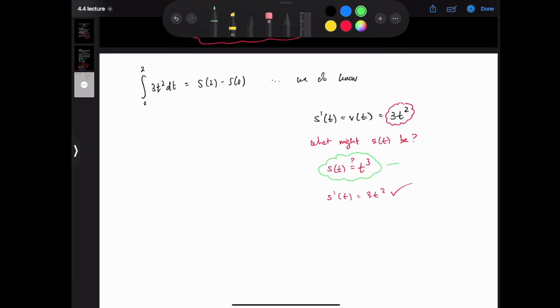So we can really just take this as our candidate for now and say t cubed is a good candidate for s of t. And we can say, well, this would be then, instead of s of 2, we'd say 2 cubed minus 0 cubed. And what are we left with? Our exact value of 8. Okay, so here again is more information that the fundamental theorem of calculus ties together the function and its derivative, right? And the net change of that potential function, whether it be position or whatever.